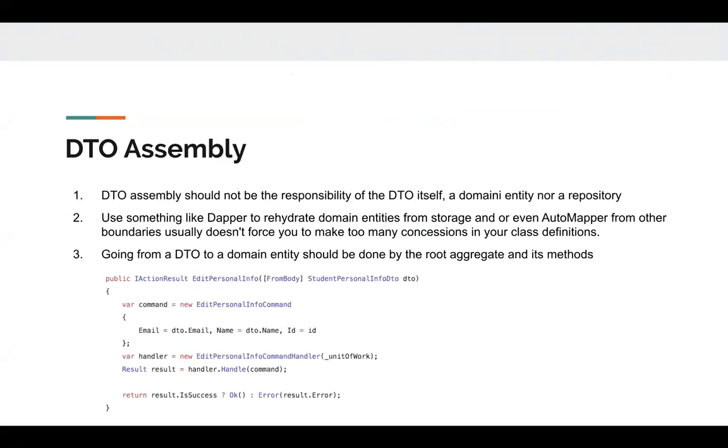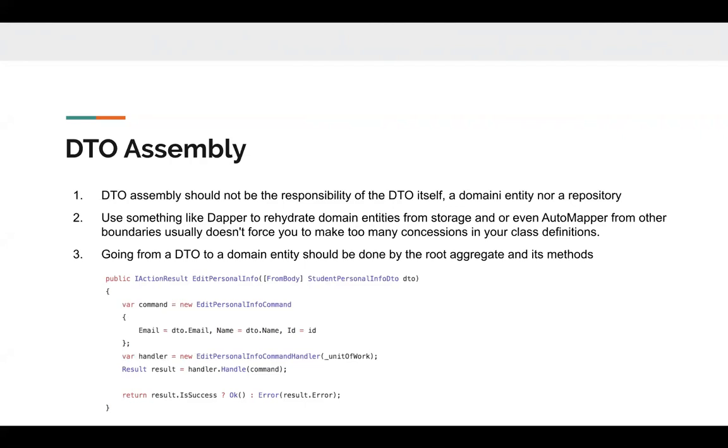I do talk a little bit about DTO assembly. DTO assembly should not be the responsibility of the DTO itself, a domain entity, nor a repository. Again, you're kind of doing that manually. Using something like Dapper is a great way to rehydrate domain entities from the database. And yeah, if you want to, you can use AutoMapper for converting, like what Mike Shank said earlier, converting DTOs to DTOs, let's say, between boundaries. But again, do not use AutoMapper to generate your domain objects, okay, or anything like it. Number 3, going from a DTO to a domain entity should be done by the root aggregate and its methods. We kind of spoke to that.